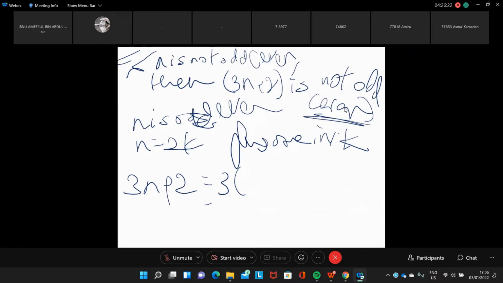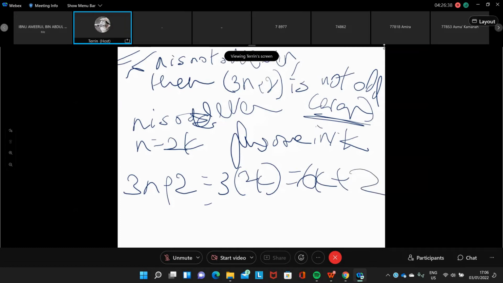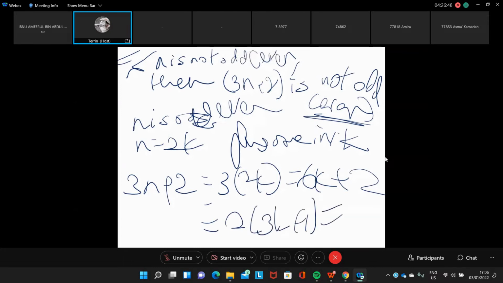So this now becomes 3 times 2k, which is 6k, right? But remember, the question says that you have to show that it is even. So again, you just have to factorize it. We get it as 2(3k plus 1), and this is in the form of 2j. Hence, we have proven that 3n plus 2 is even.